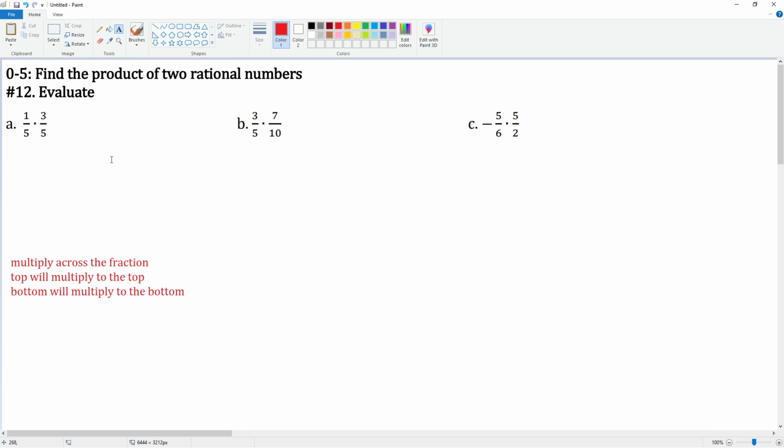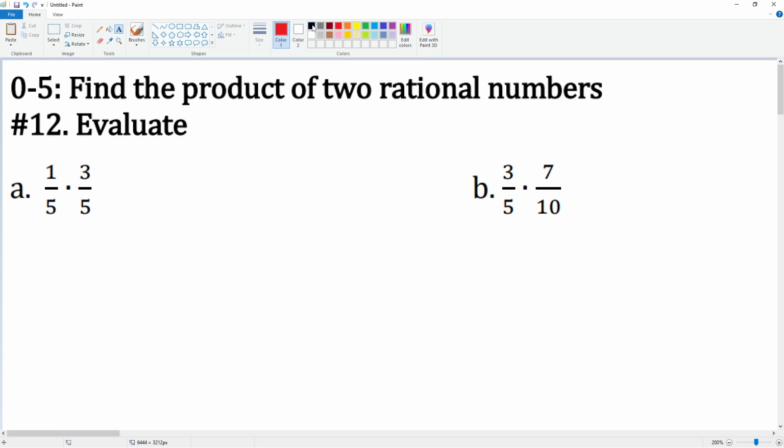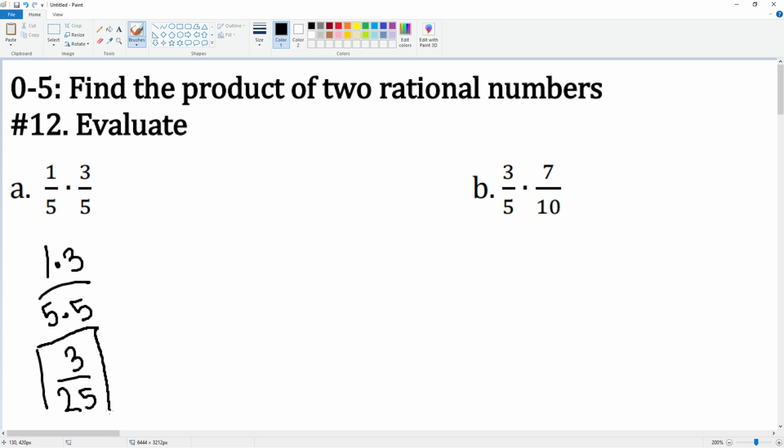So let's do that. Zoom in so we could get a better look. So the top value here is going to be 1 multiplied by 3, and the bottom is going to be 5 multiplied by 5. 1 times 3 is 3. 5 times 5 is 25. That would be it. So we're just multiplying across.